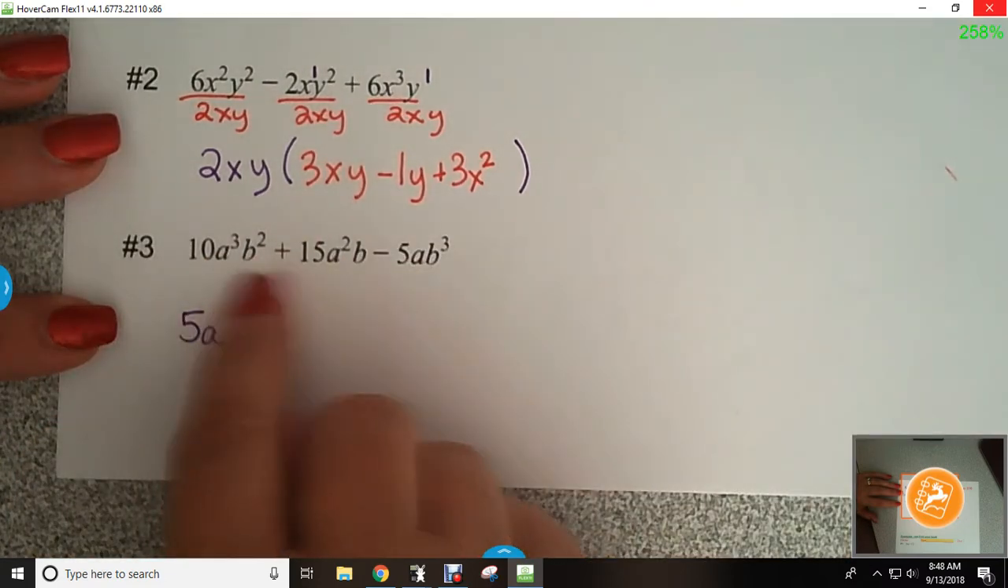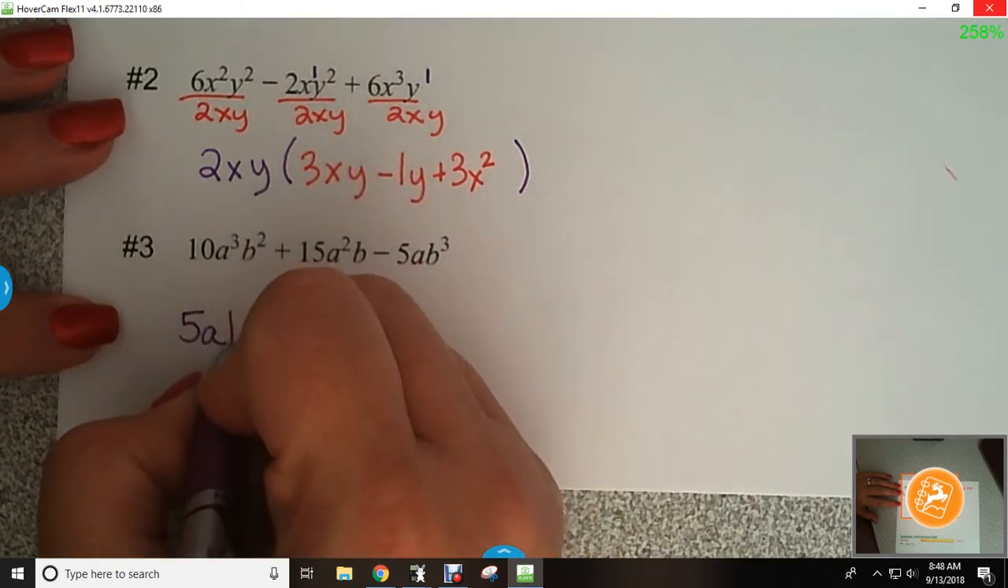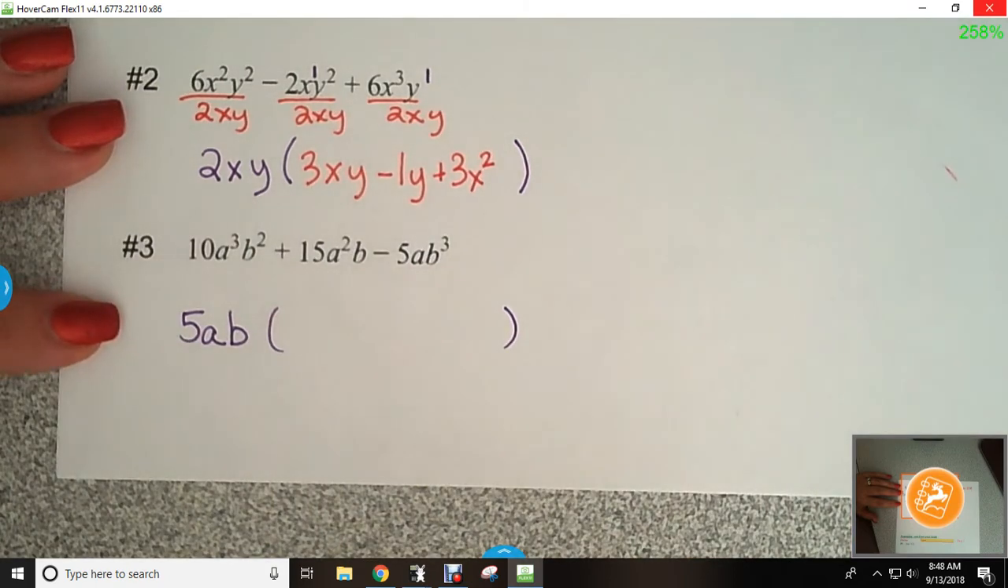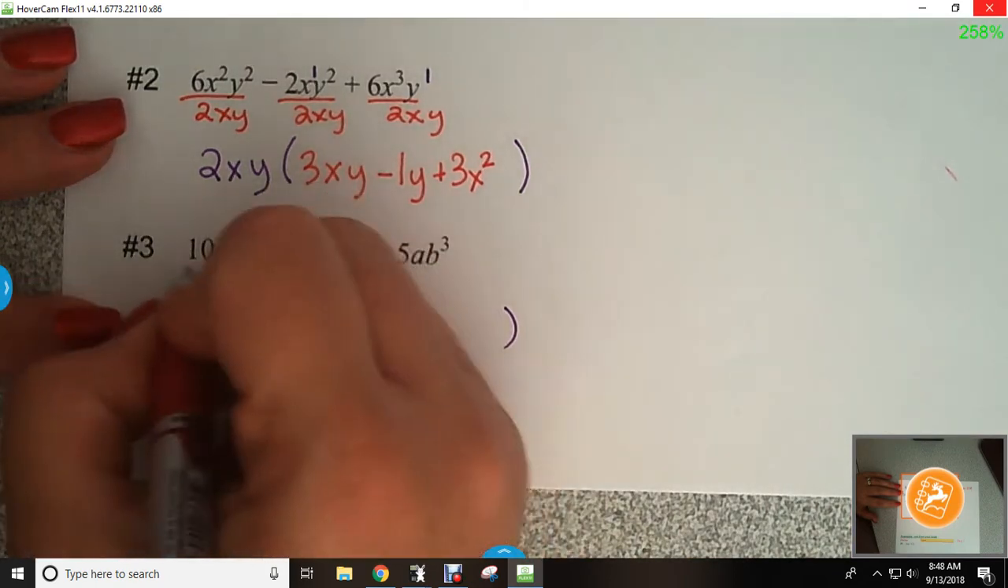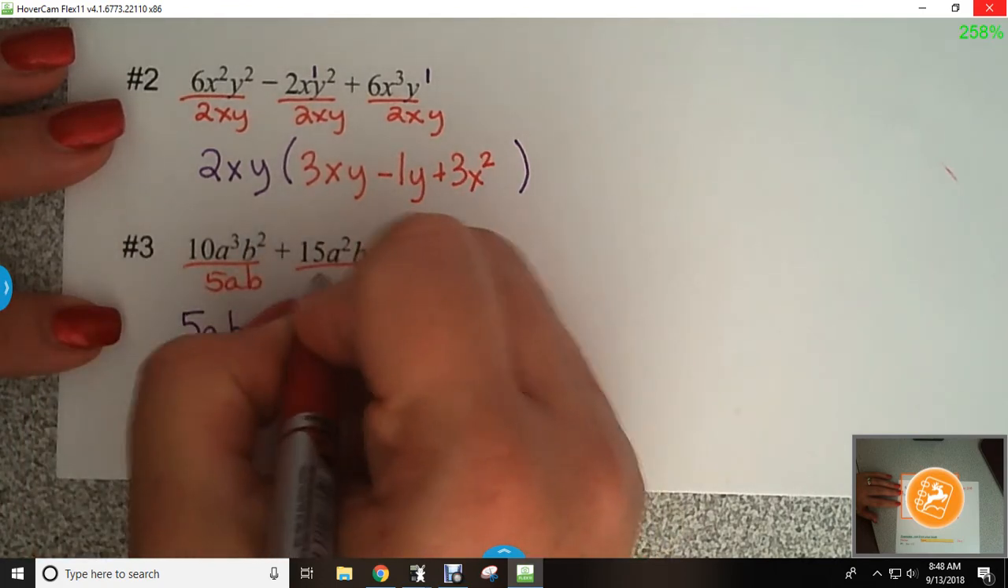I have a B to the second, B to the first, and b to the third. So b to the first goes outside. And now figure out what goes inside. So let's divide each of these terms by 5ab.